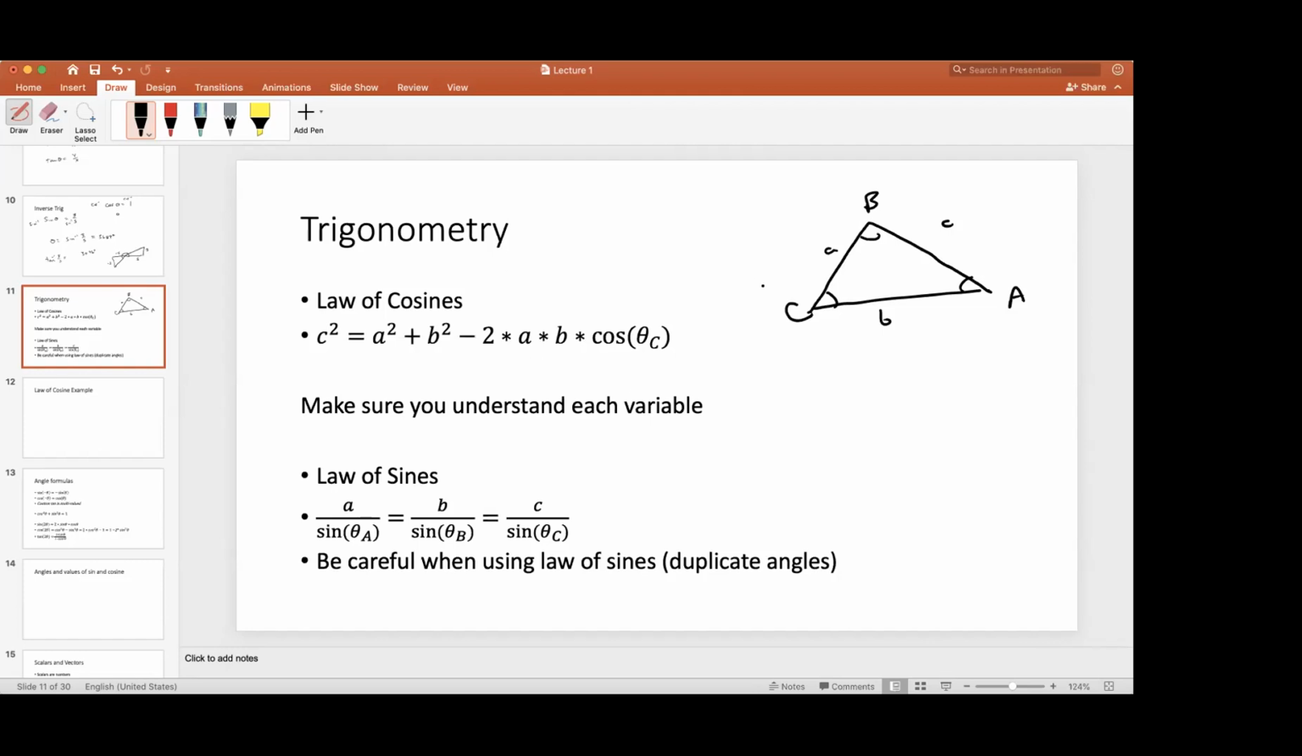I want you to note what happens if this is a 90-degree angle. If angle C is 90 degrees, cosine of 90 degrees is 0, and you get c squared is a squared plus b squared, which means you get a right triangle. Cool. All right. There's also something called the law of sines, which you can invert. You'll see it either way.